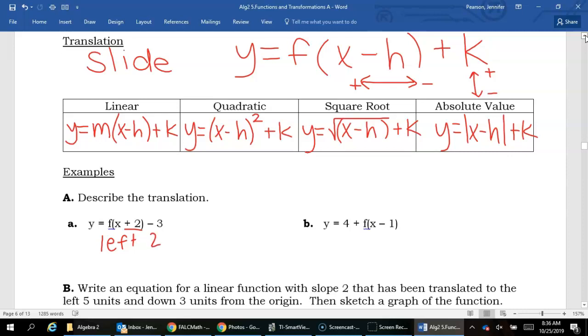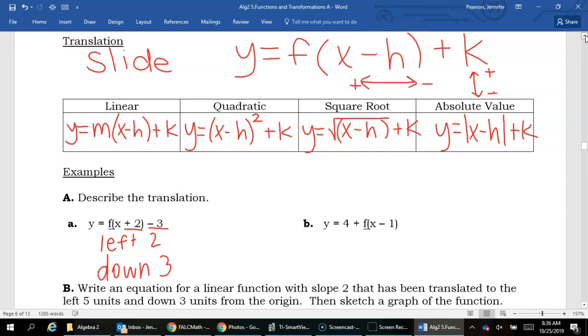If we want to get really technical, we can say it translates left 2 or translates horizontally negative 2, but I'm just going to be simple and say slides left 2. If I see a minus at the back, whatever number I have subtracting at the back will slide the whole graph down. So this also slides down 3. Again, a more technical way would be to say it translates vertically negative 3. Slides down 3 means the same thing.